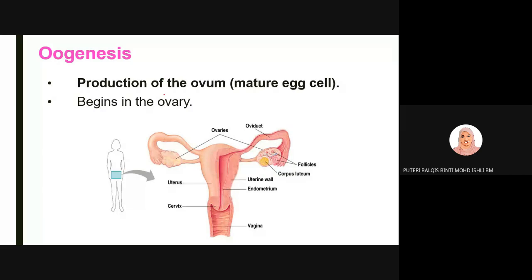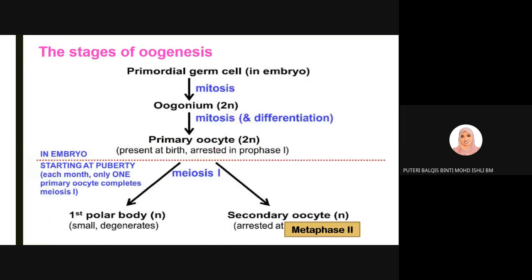Oogenesis. Kita pergi kepada proses oogenesis. Production of the ovum. Okay, production of the mature egg cell. It begins in the ovary. Tak tahu ovary mana satu yang akan release, tapi setiap ovary akan buat benda tu lah. So, stages of oogenesis. Alright, dia lain tau.